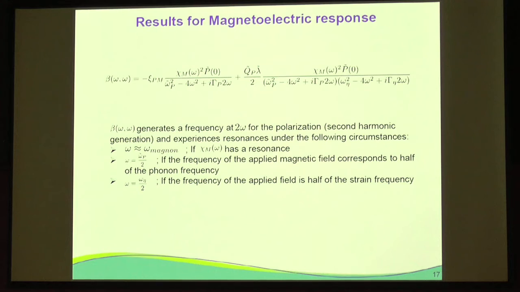About the second component, which couples the AC field with itself, you have the same story with a little bit of difference. This one also goes through resonances if the magnetic susceptibility goes through resonances, or when the frequency of applied magnetic fields corresponds to the half of the frequency of the optical phonon or of the strain.